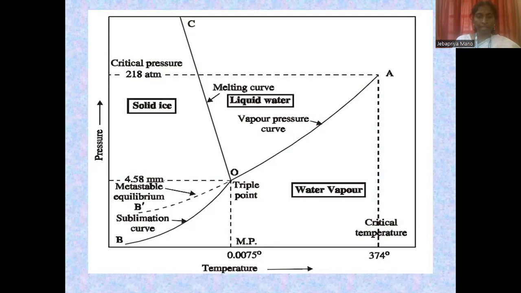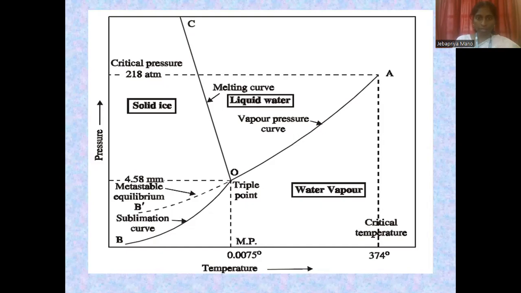Then I have areas here. It is the area under the curve BOC, area under the curve AOC, and area under the curve AOB. Like this, three areas. Under the area BOC, we have only one phase, that is solid phase. Similarly, under the area AOC, we have only one phase, that is liquid phase. Similarly, the area AOB has a single phase, that is vapor phase. So all the areas contain only one phase.